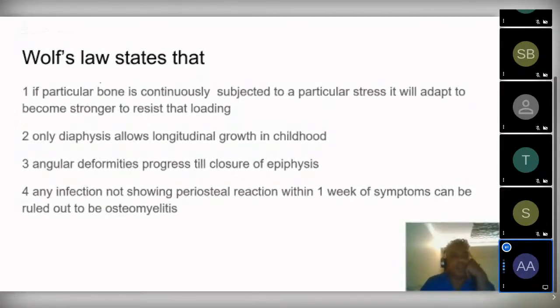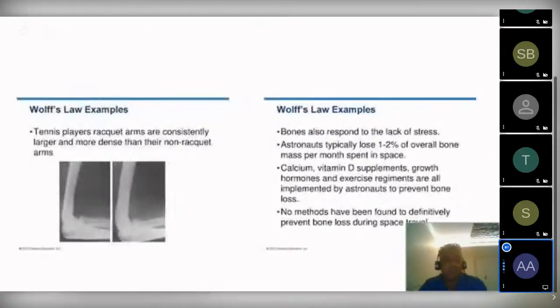Okay. Wolff's law states that a particular bone continuously subjected to a particular stress becomes stronger. So Wolff's law has to be applied even in your life also. If you find it hard, then you put in a lot of effort, and then it becomes easy. So the more the stress, the stronger the bone becomes. Okay, I will show you certain examples.